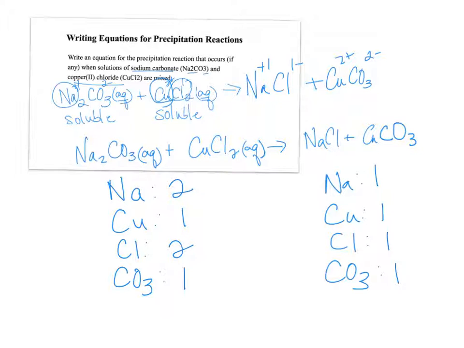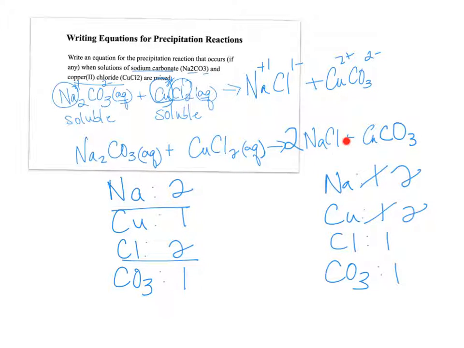So in order to balance this out, I can see that I need to balance out my sodiums and my chlorines. So I'm going to put a 2 here. That's going to give me 2 sodiums and 2 chlorines, and now everything is balanced out. So just by adding that 2, I'm now okay. And now the last thing I need to do in writing this equation is to find out if my sodium chloride or my copper carbonate, either one of these are insoluble, because that's going to tell me that I have a precipitate, that a solid is going to form.